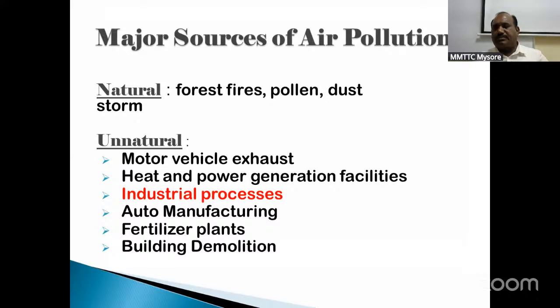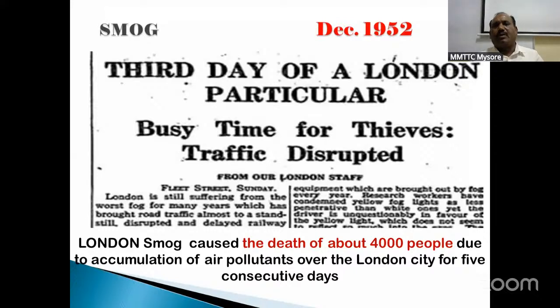Motor vehicle exhaust, heat and power generation facilities, industrial processes, auto manufacturing, fertilizer plants, building demolitions. You all know this. London smog and Los Angeles smog.